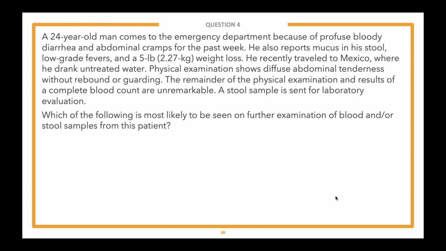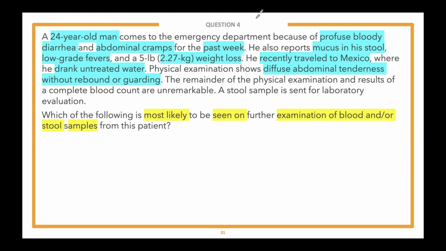Physical examination shows diffuse abdominal tenderness without rebound or guarding. The remainder of the physical examination and results of a complete blood count are unremarkable. A stool sample is sent for laboratory evaluation. Which of the following is most likely to be seen on further examination of blood and or stool samples from this patient? So as you start thinking about those important clues, I will hand it off to Paris.